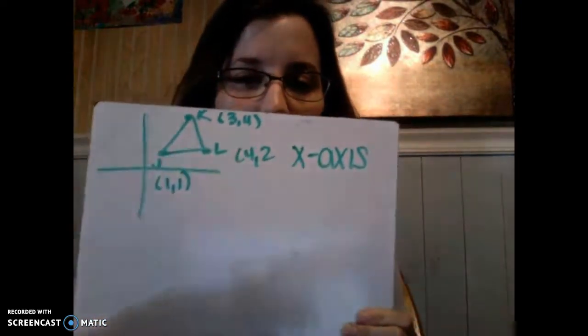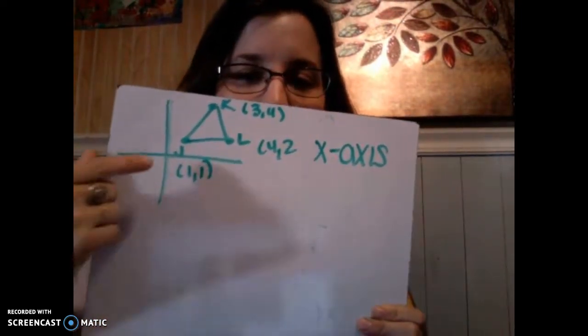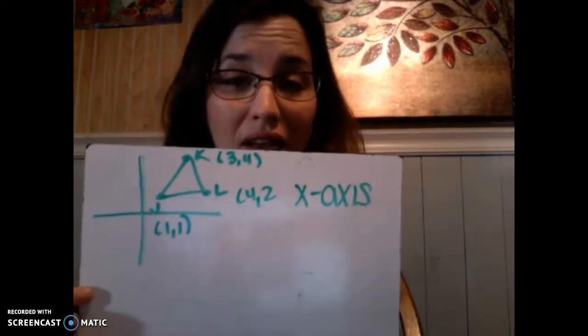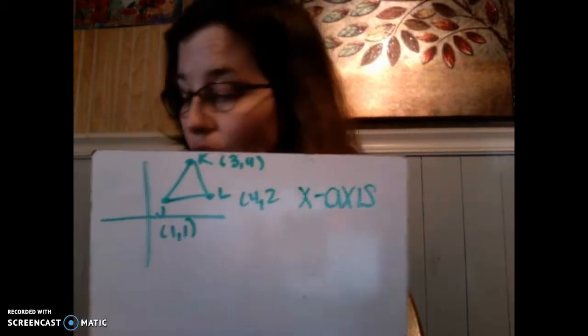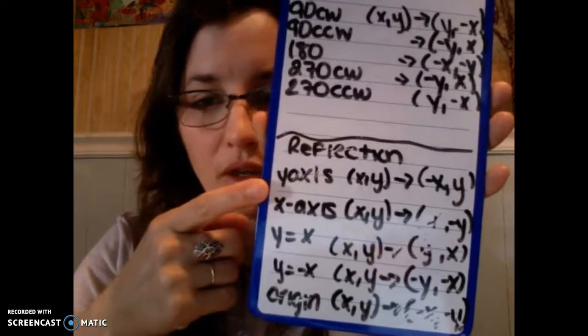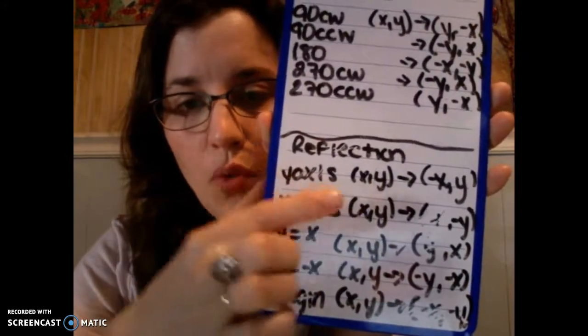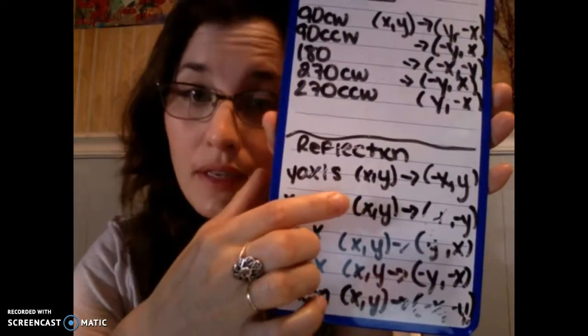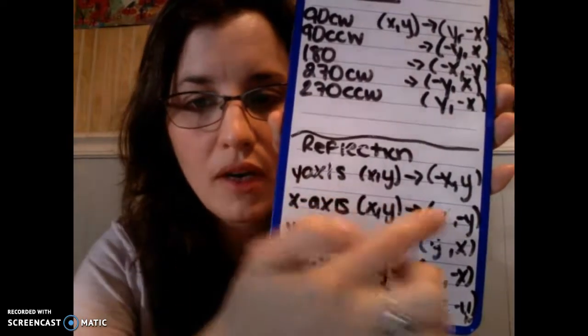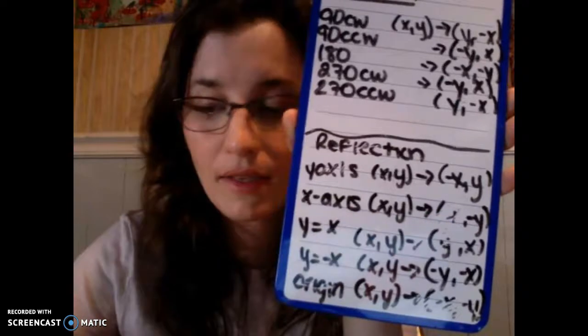Okay, so this is what we're going to work on. I have a shape on a coordinate plane, and I want to reflect it over the x-axis. So I want to come here and look at my rules, and when I reflect over the x-axis, what it tells me is that every one of my points is an (x, y), so my original coordinate changes to positive x, negative y.